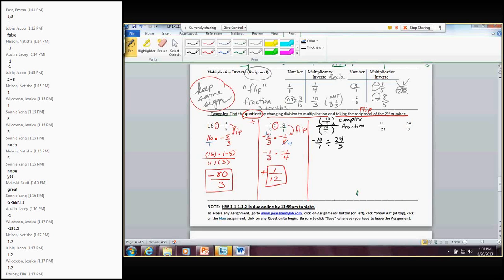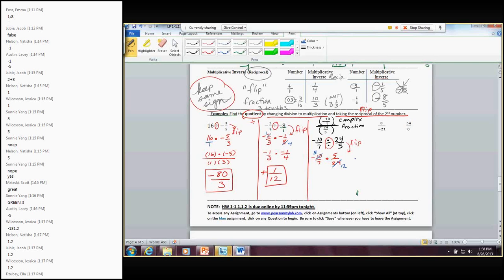Now it's like what we were doing before. You're going to take your division and flip the second fraction. So negative 10/7 still stays there, but times 5/24. What can I cross cancel? What goes into 10 and 24? What divides into 10 and 24 evenly? 2. So 10 divided by 2 is 5. 24 divided by 2 is 12.